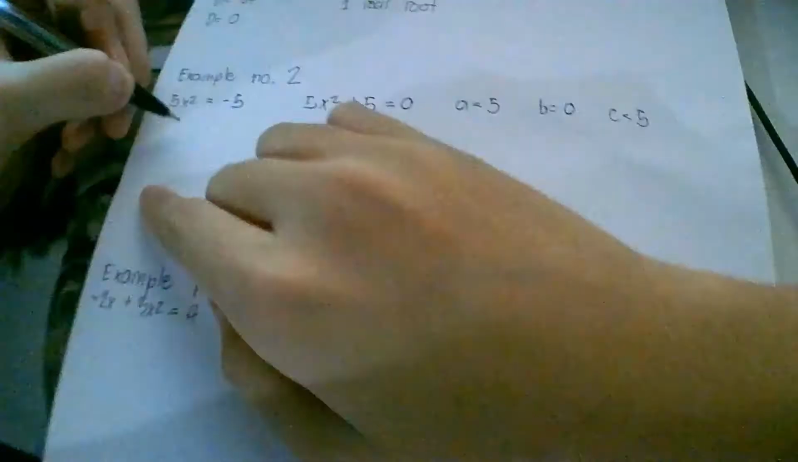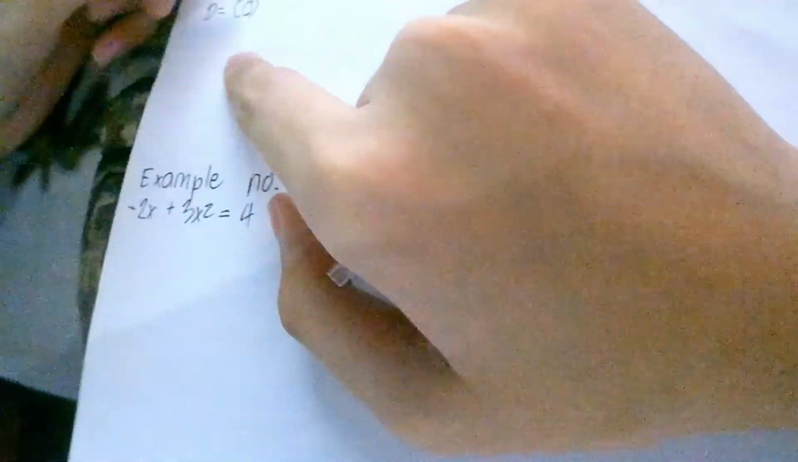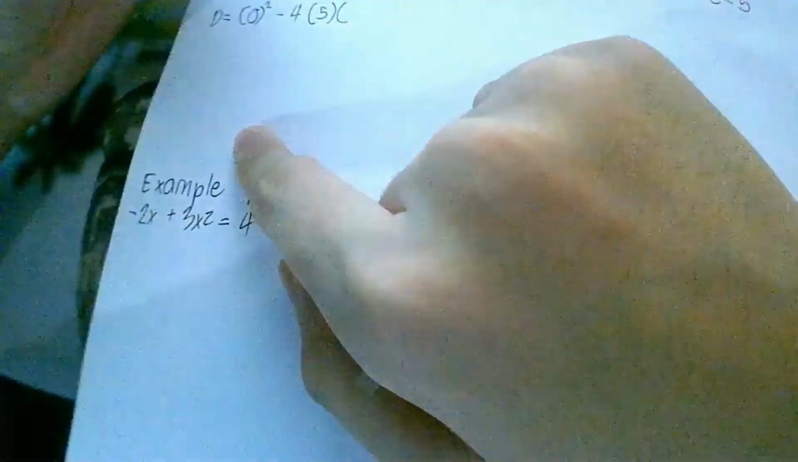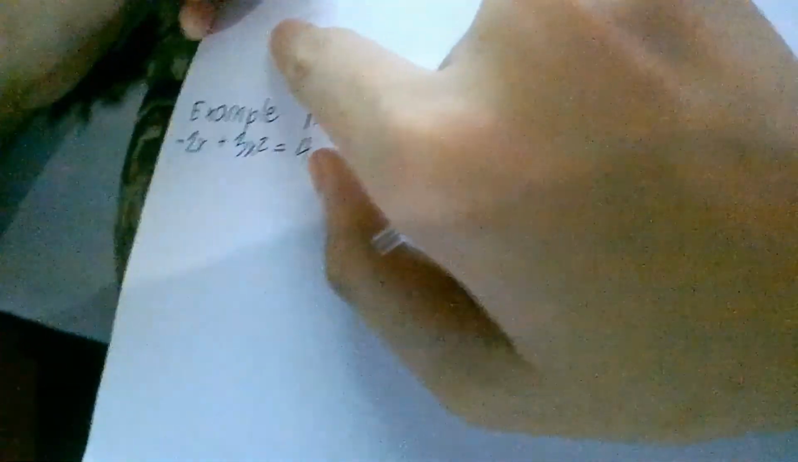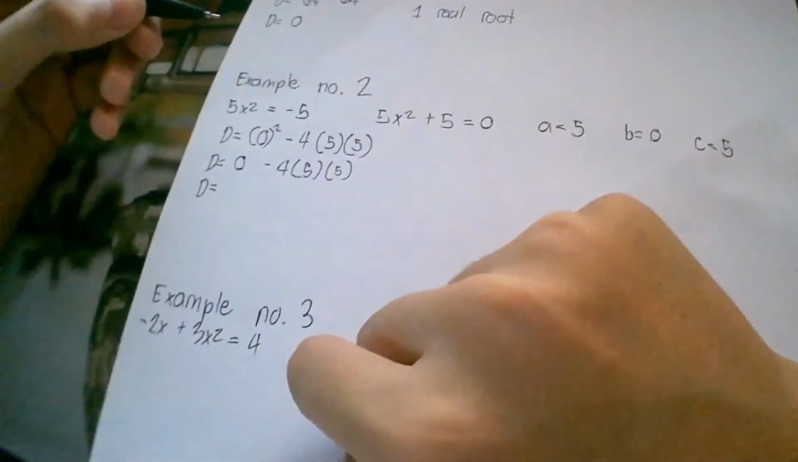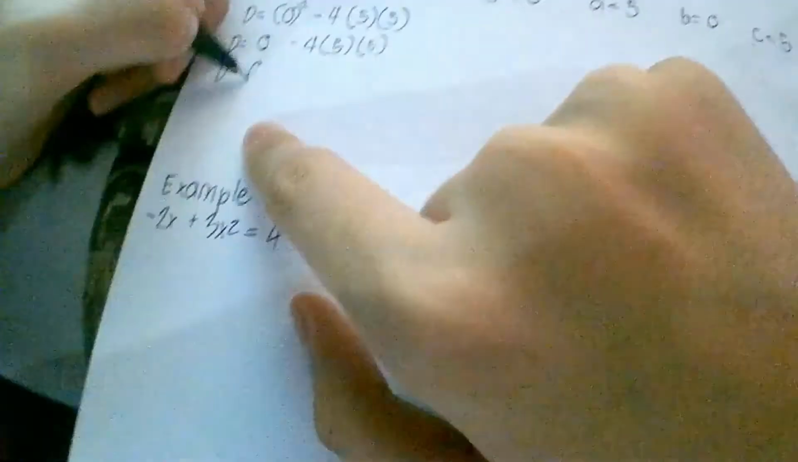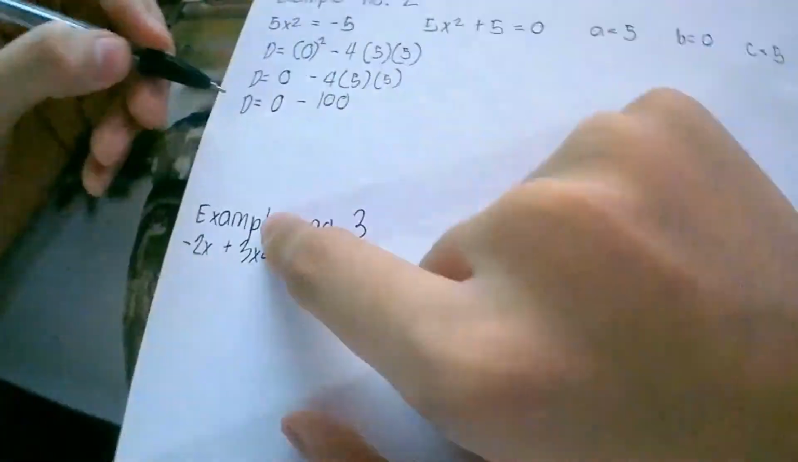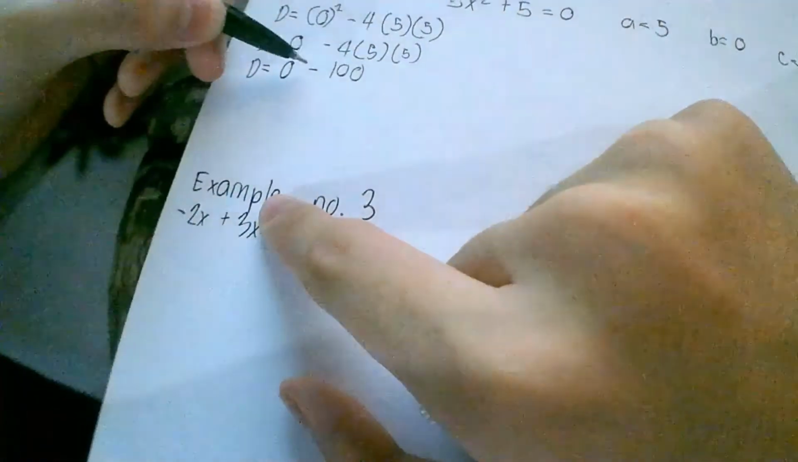So we will now solve for the discriminant using the formula. D is equal to 0 squared minus 4 times 5 times 5. 0 times 0 is 0, minus 4 times 5 times 5. Then we will solve the other side. Negative 4 times 5 is equal to negative 20. Negative 20 times 5 is equal to negative 100. Now, we will subtract. 0 combined with negative 100 is equal to negative 100. So, we have no real roots.